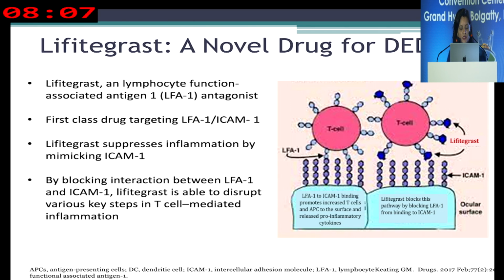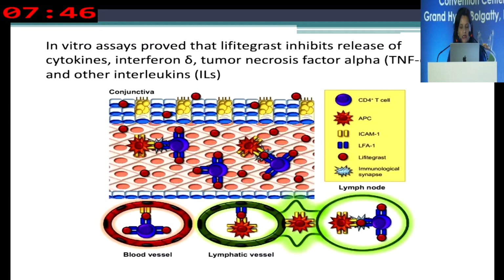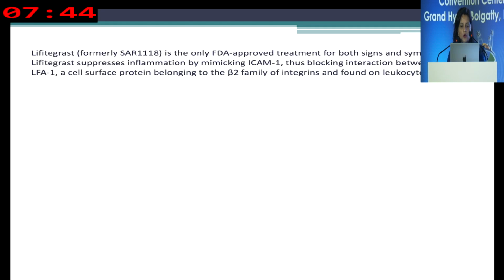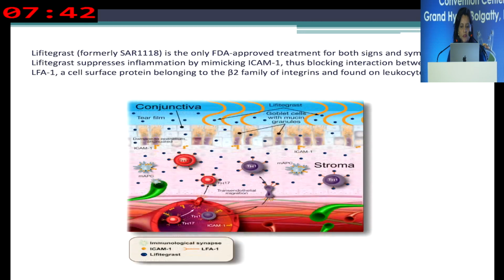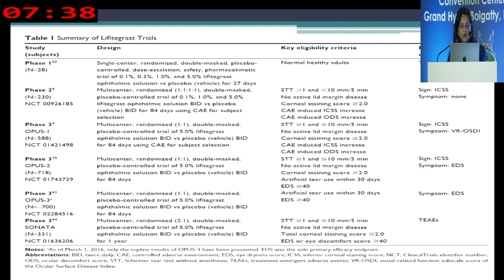And so it disrupts the various key steps in the T cell mediated inflammation. So once that happens, the T cell activation is inhibited, cytokines are inhibited, it inhibits the formation of immunological synapse, and there's decrease in the ocular inflammatory cycle. And like I said, it is already being used in other countries, but in India it will be available shortly. Now, this is just to show the mechanism which I have already talked about.